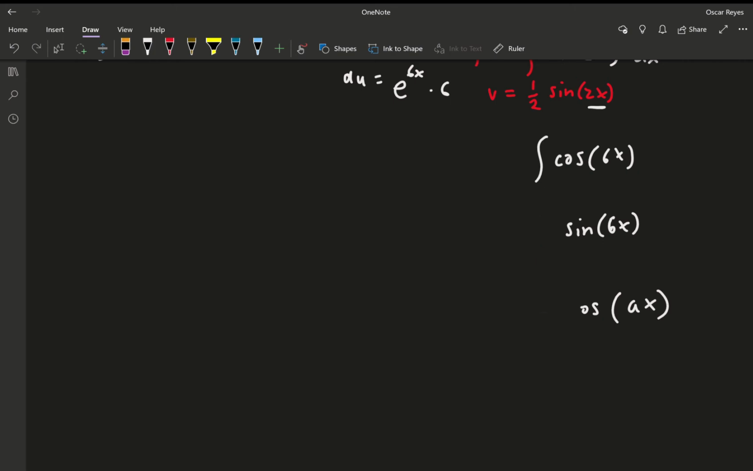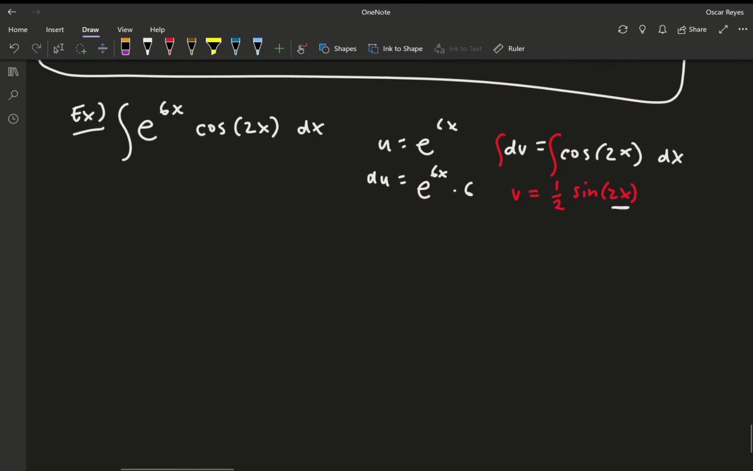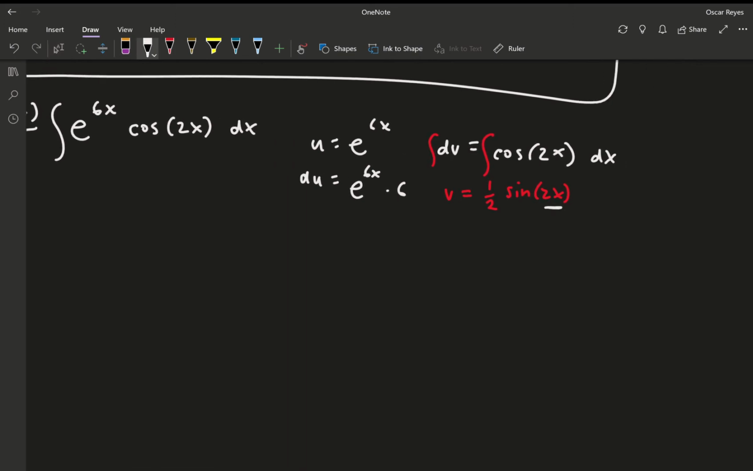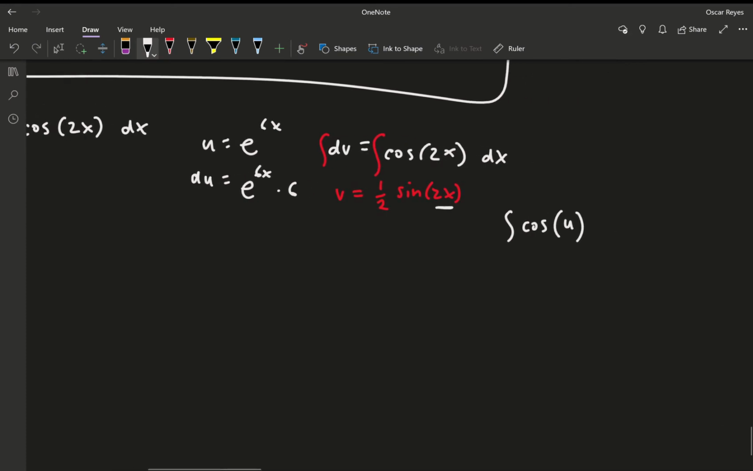Okay, but if you don't remember that, it can also depend on whether you have a cosine of 2x or a sine of 2x. You can go ahead and just do a normal u substitution. So you would do the integral of cosine of u, where u is equal to 2x. Well, du is equal to 2 dx, so du over 2 is equal to dx.